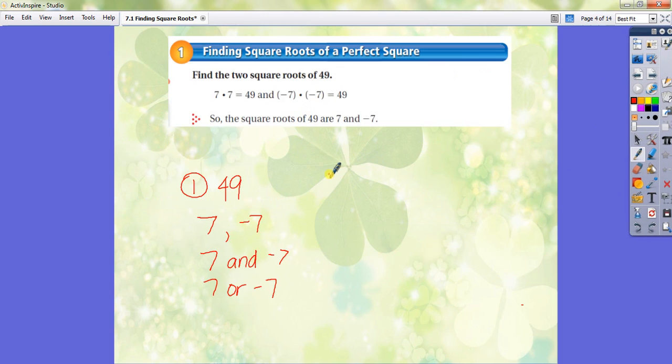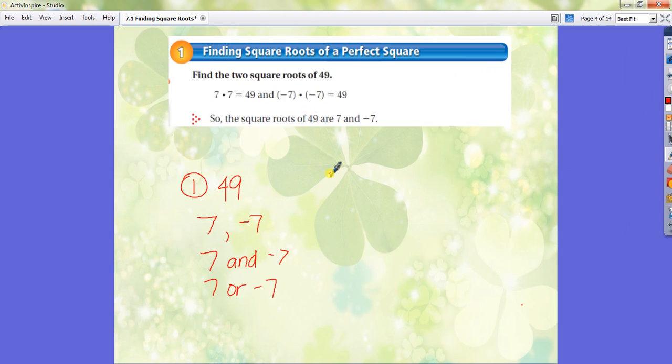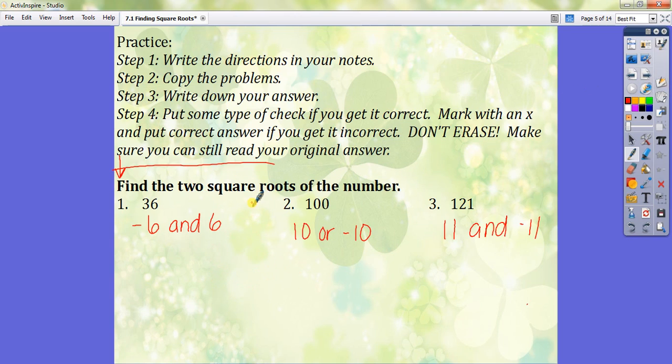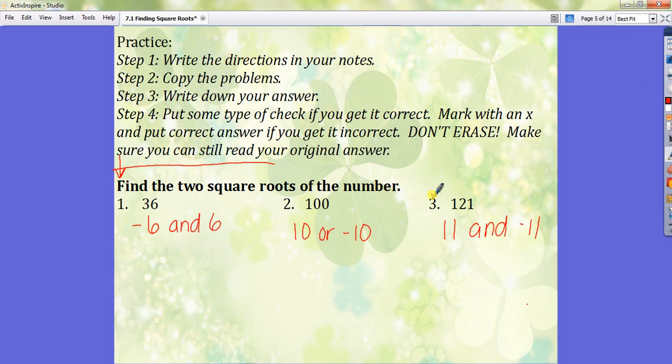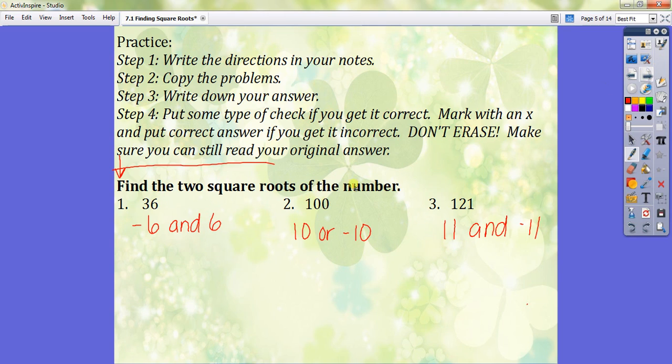So one type of problem is that you just need to find the two square roots of a given number. Most of these you should be able to do quite quickly, because they should be basic multiplication facts that you know. So they say 2 square roots of 49, that would be 7 and negative 7, and these are all the ways we talked about how you could write that down on paper. Then you were asked to try these on your own, and you were successful in providing these answers. Negative 6 and 6 for 36, 10 or negative 10 for 100, and 11 and negative 11 for 121.